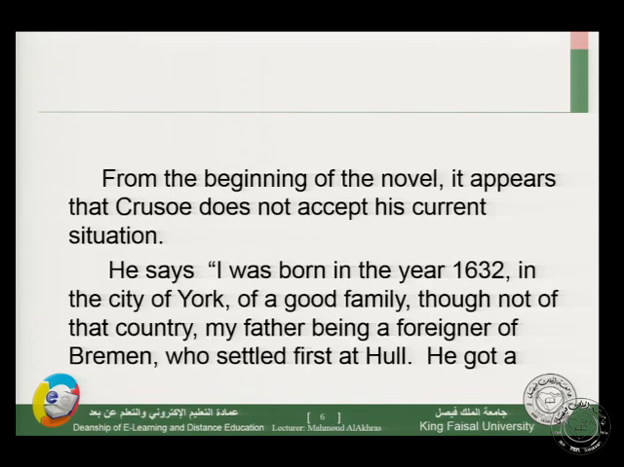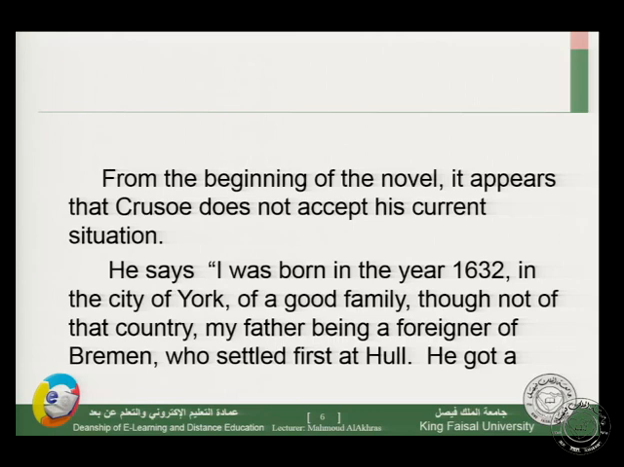From the beginning of the novel, it appears that Crusoe doesn't accept his current situation. He wants to change his life and he wants to change all his ideas. He says, "I was born in the year 1632 in the city of York, of a good family though not of that country."